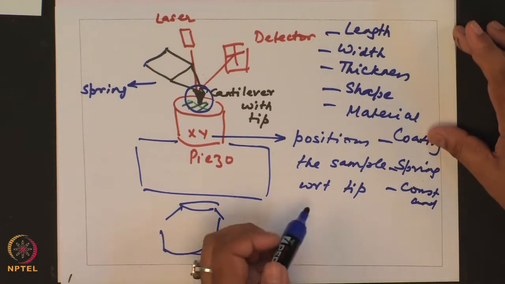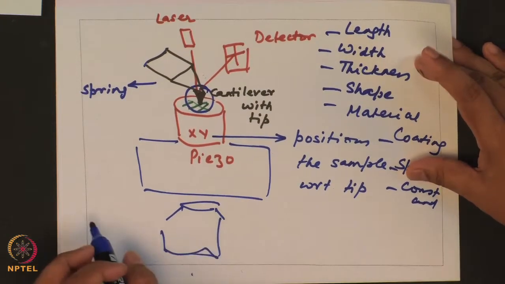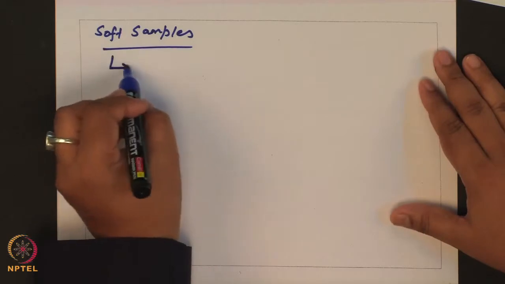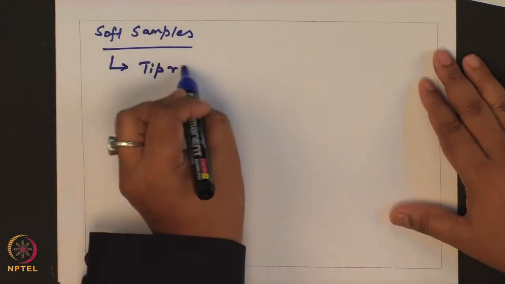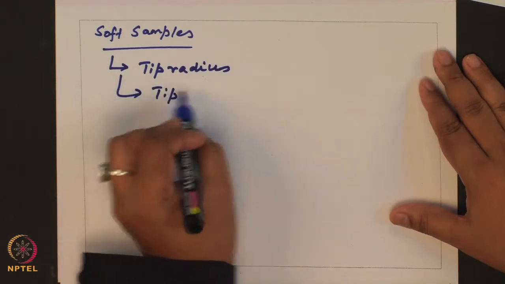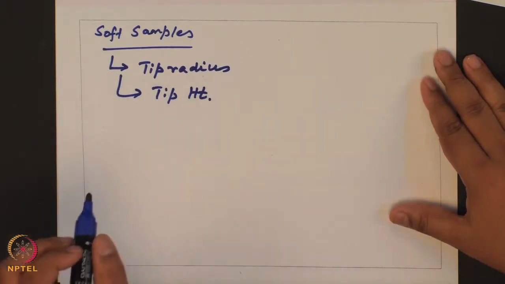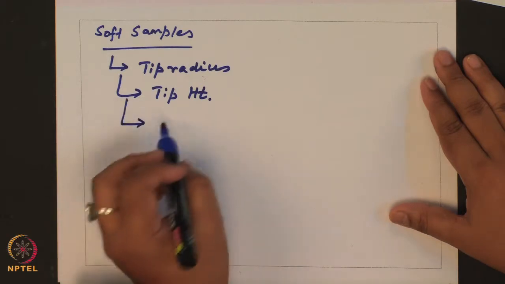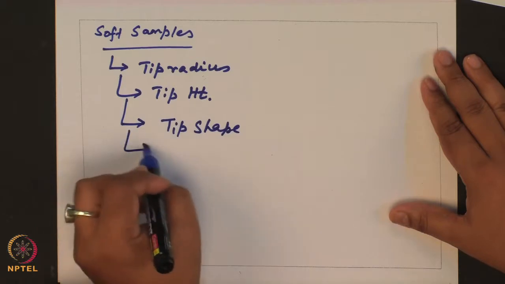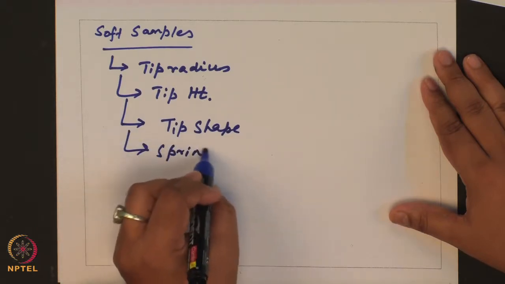Particularly, if you are probing soft samples, the tip radius, the tip height, the tip shape and the spring constant are of notable importance.